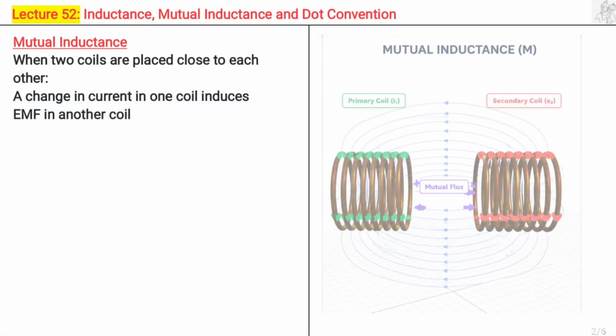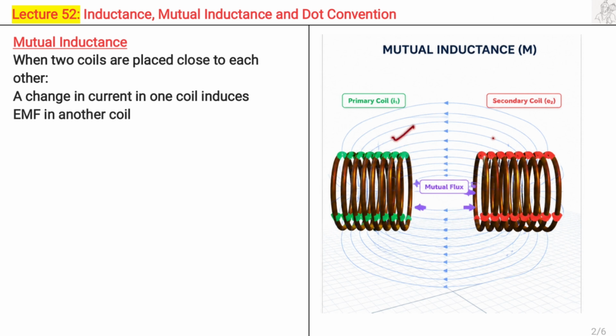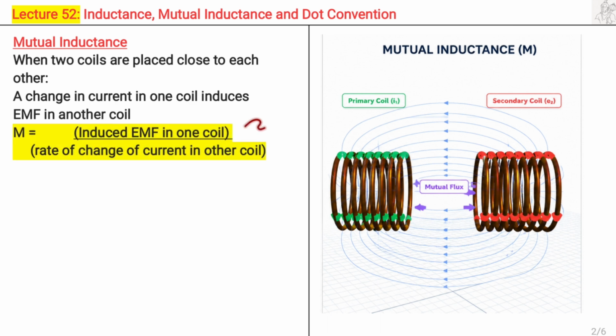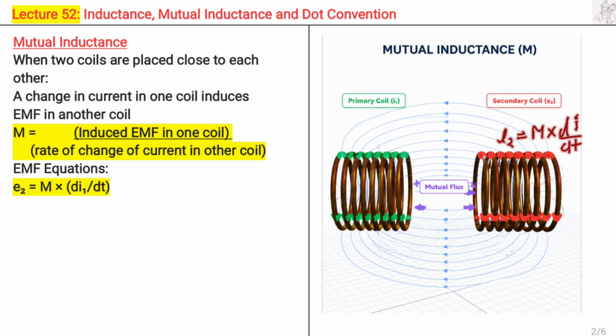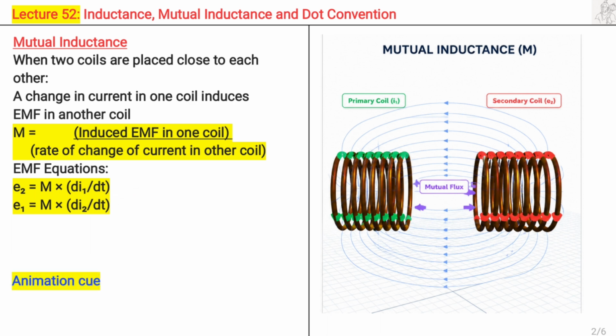Moving on to mutual inductance, if we place two coils near to each other like this, and the current flowing through a particular coil changes, then the magnetic field produced by it also changes, and when it links with the secondary coil, it will induce an EMF in the secondary coil. And this phenomenon is called mutual inductance. Mutual inductance is simply given by induced EMF in one coil divided by rate of change of current in the other coil. That means the EMF induced in this coil will be equal to mutual inductance M into di1 by dt, the current flowing in the first coil. And similarly, if the roles are reversed, then the EMF induced in the first coil will be equal to M of di2 by dt. So let's see the animation to understand it.